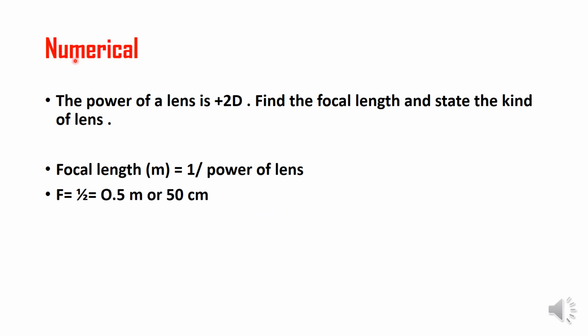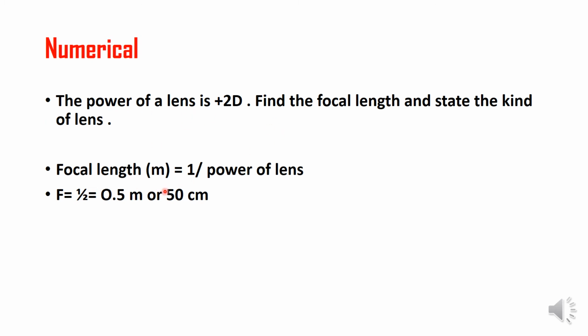Let us try a numerical problem. The power of a lens is plus 2 diopter. Find the focal length and state the kind of lens. So here it is plus diopter. Plus means positive, convex lens. So we have already stated the kind of lens. It is a convex lens. Now let us find out the focal length.